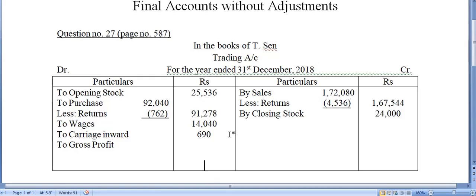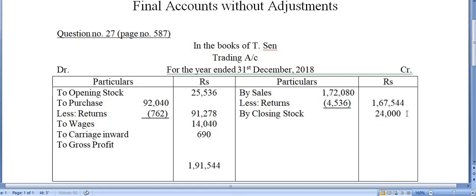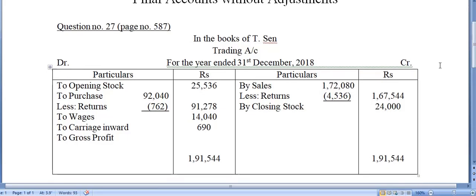So let us find the total. 167,544 plus 24,000. So the total would be 191,544. Same amount out here. 191,544. After that we draw a line out here. You should know that I'm very much particular about these kind of lines and everything. So please be familiar with these lines, where we will have a single line or double line. Very, very important.